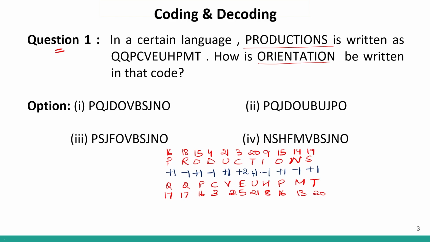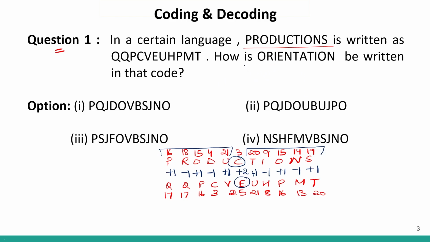So basically, there are 5 letters in front and 5 letters at the back: PRODU and TIONS. These 5 letters and these 5 letters alternate between plus 1 and minus 1. Correct? The middle term, C and E, is moving by plus 2. The middle term is moving by plus 2. So let us do the same thing for ORIENTATION.